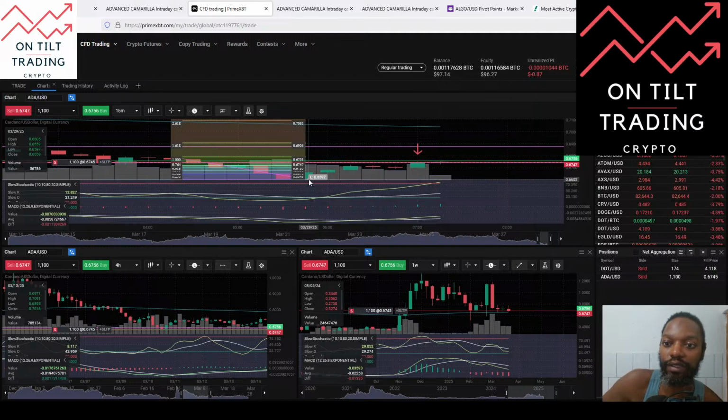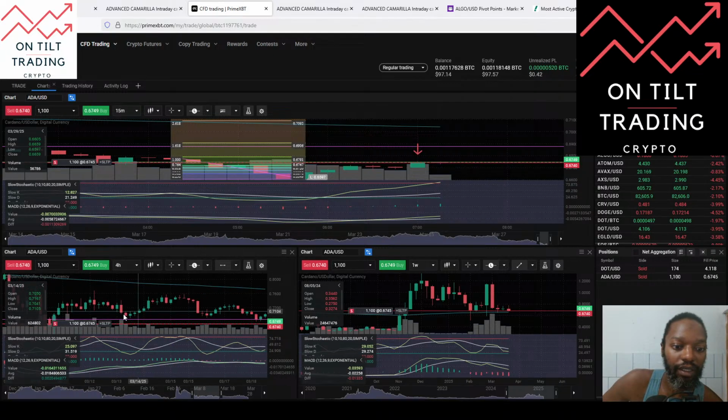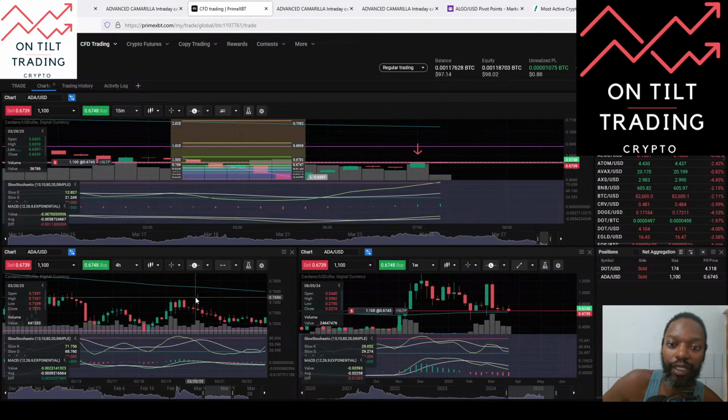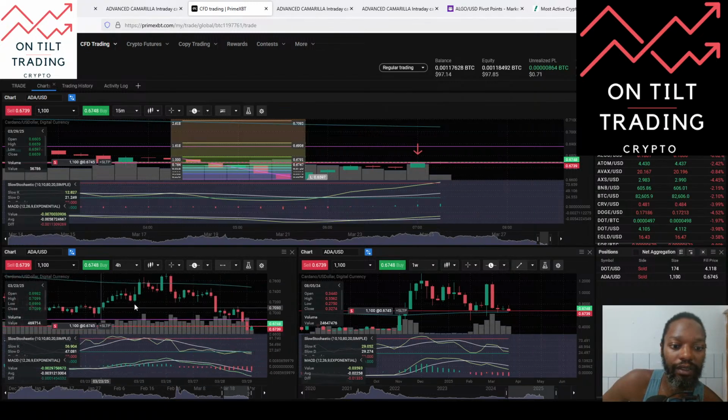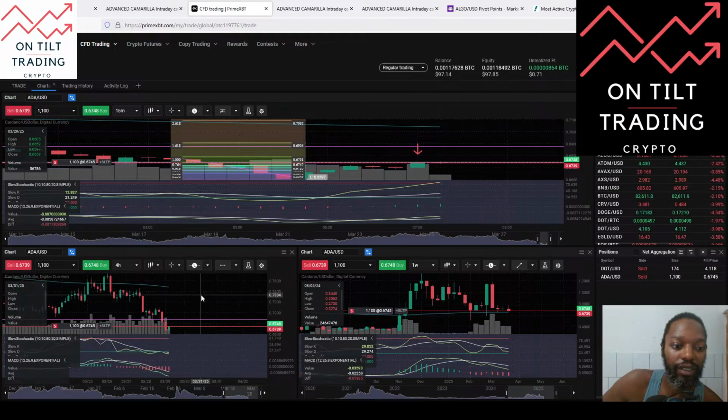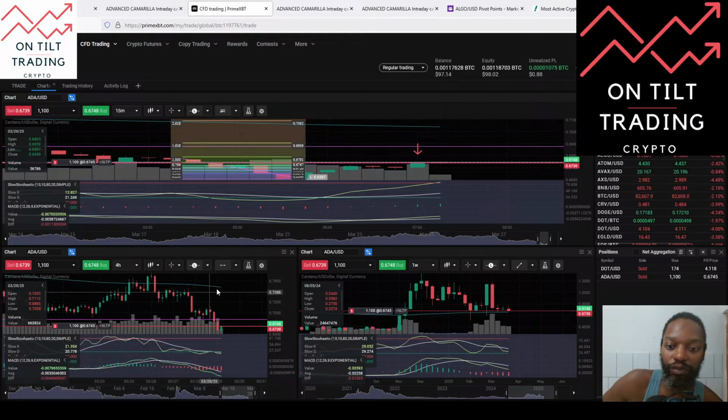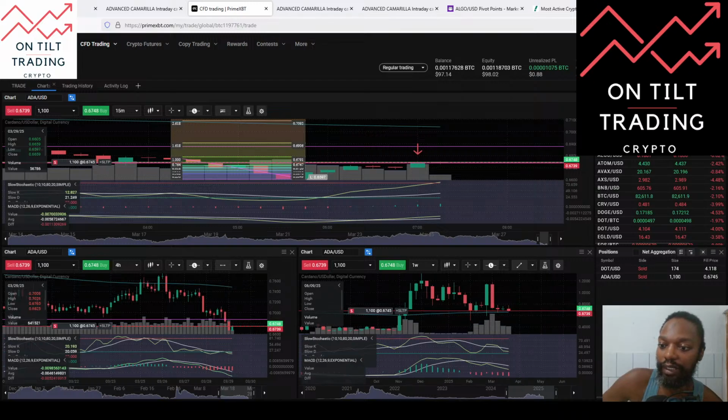So we'll see if this is simply a pullback to a level, or if this is the currency pair rejecting and going back up. We'll see how this goes. Right now we're consolidating right here near my entry, so it's too early to tell what we have going on right now. The main concern for me in this particular trade is this weekly candle right here trading right at the 200 EMA.